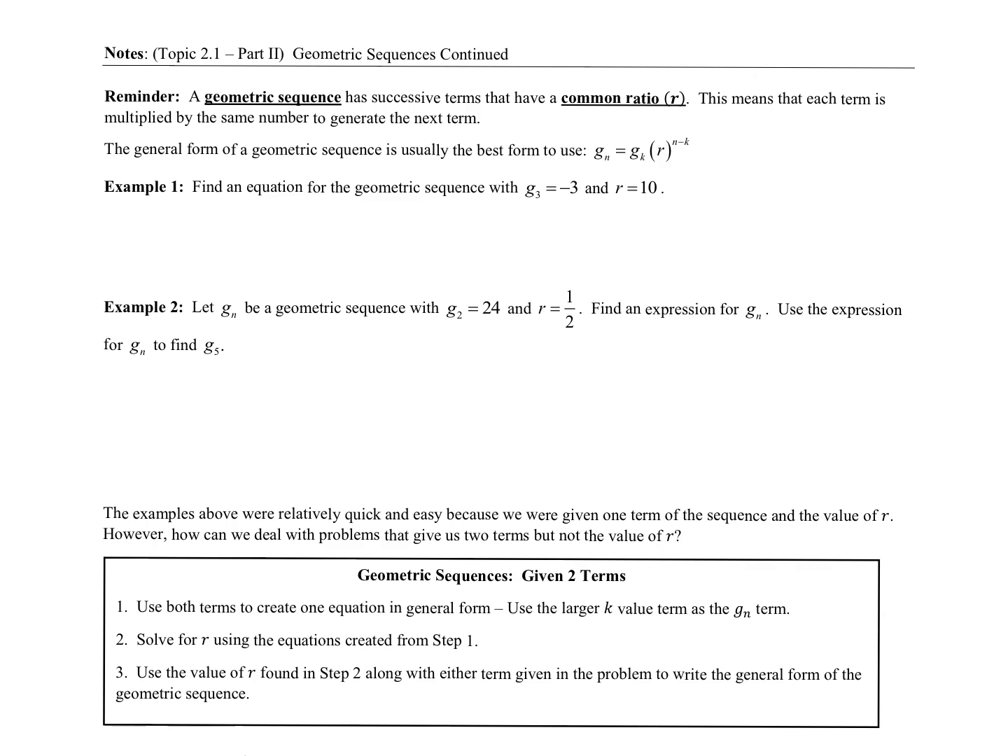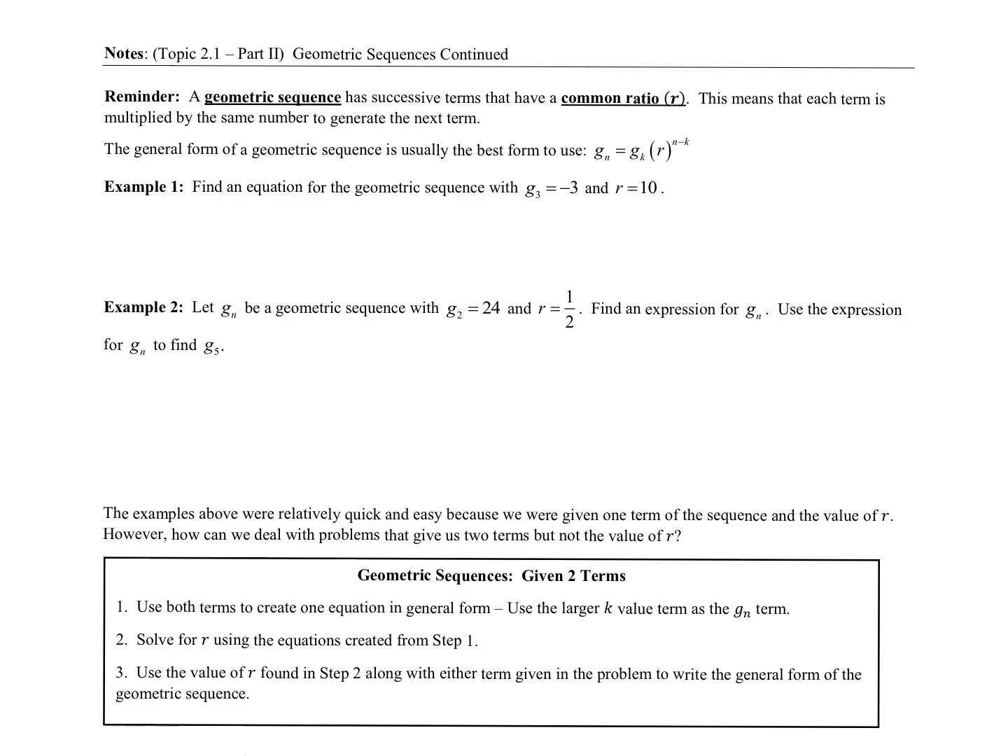2.1, part 2. Here we go. Reminder, a geometric sequence has successive terms that have a common ratio r. This means that each term is multiplied by the same number to generate the next term. The general form of a geometric sequence is usually the best form to use. G of n equals g of k times r to the n minus k.